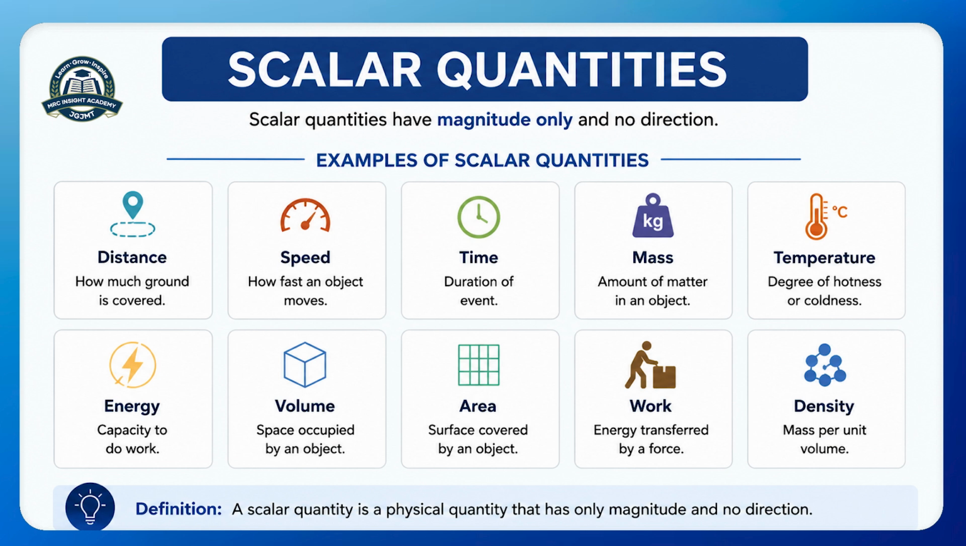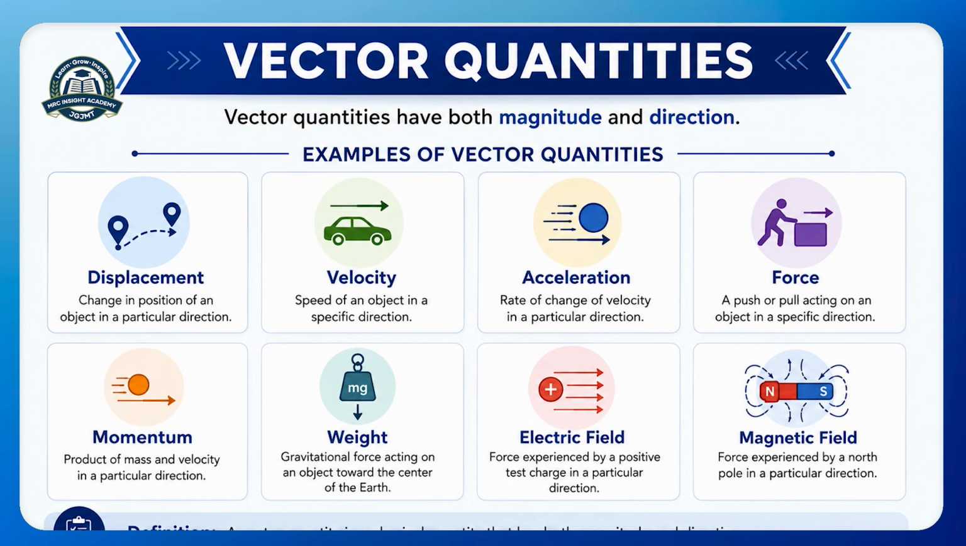Now the examples of scalar quantities: distance, speed, time, mass, temperature, energy, volume, area, work, density, etc. All of these are scalar quantities. While vector quantities, a few examples are displacement, velocity, acceleration, force, momentum, weight, electric field, magnetic field, etc.